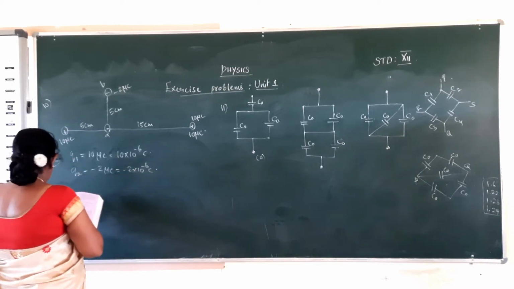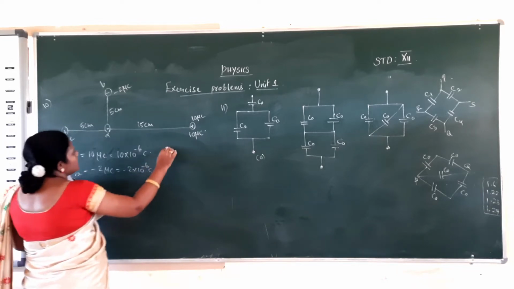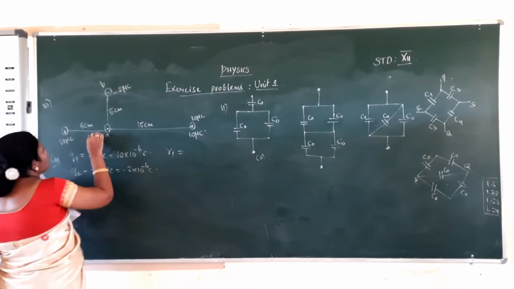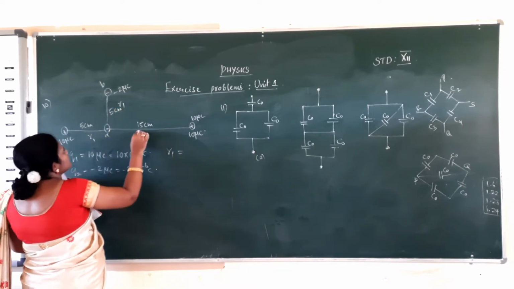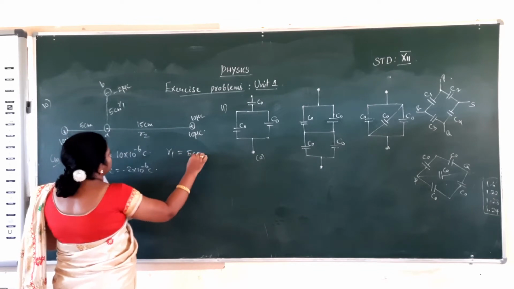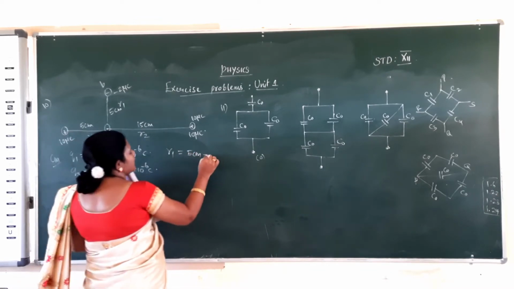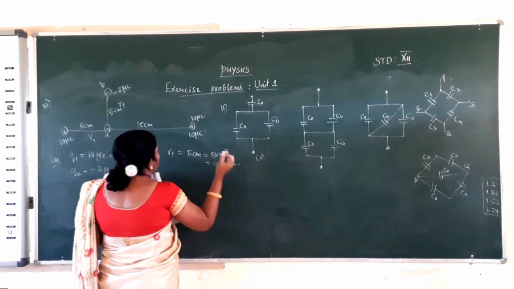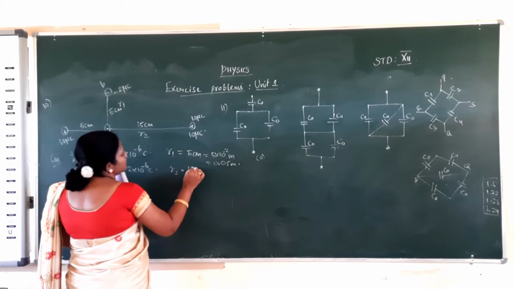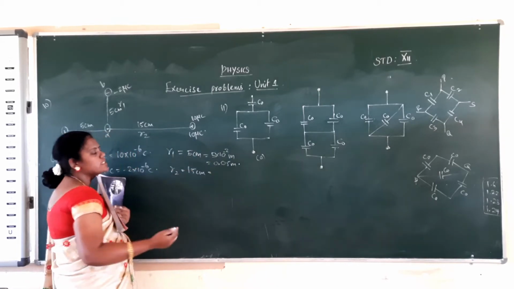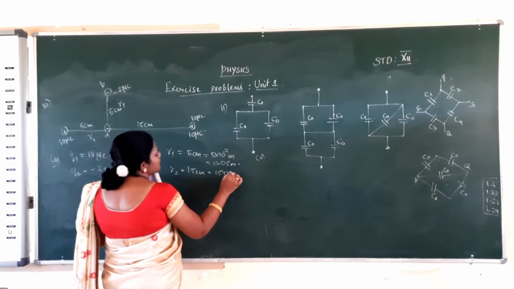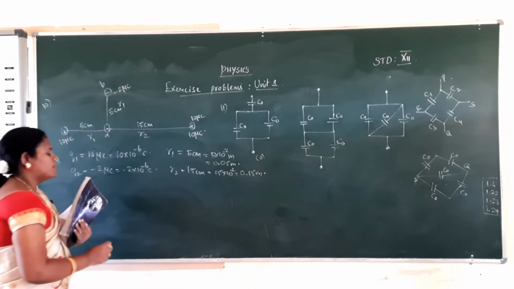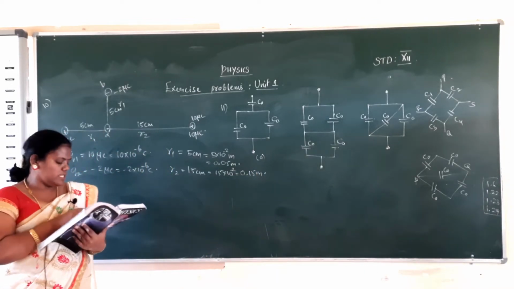Then distances R1 and R2. This is R1, this is R2. R1 is equal to 5 centimeter. Converting centimeter into meter, 5 into 10 power minus 2 meter, that is 0.05 meter. Then R2 is equal to 15 centimeter. You have to convert it to meter, so 15 into 10 power minus 2 will be 0.15 meter. Okay, with the R1, R2 values, we can easily find the change in potential energy.